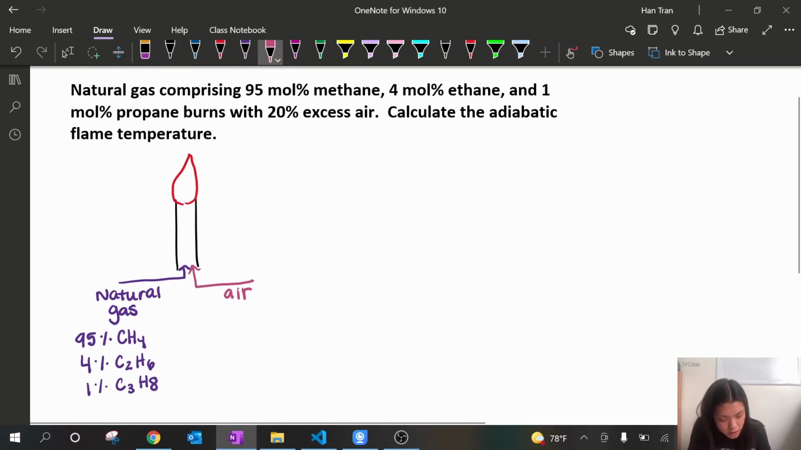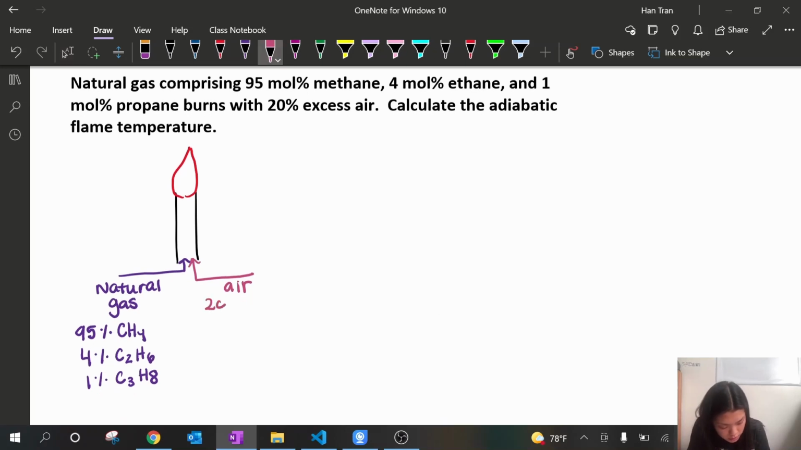And as for the air, we are told that there is a 20% excess, and we know that air is composed of 21% oxygen and 79% nitrogen.